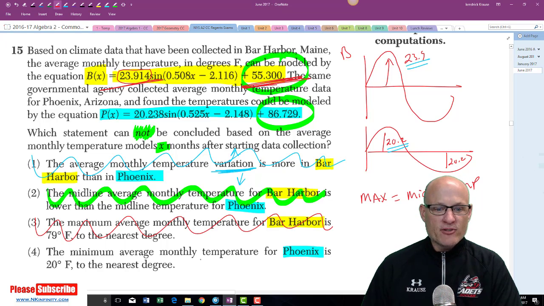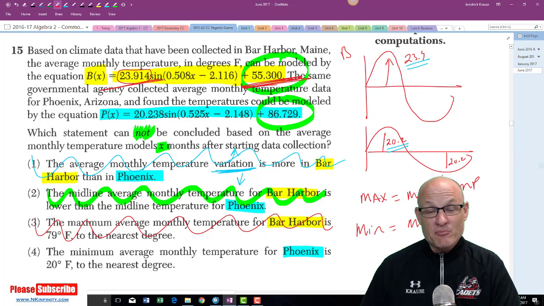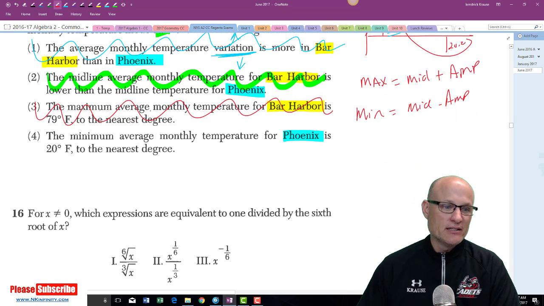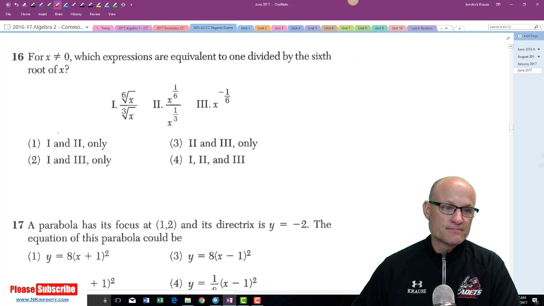The minimum average monthly temperature for Phoenix. Now minimum is midline minus amplitude. I'm sorry if that's behind my head. It says midline minus amplitude. So my midline here is 86, and I'm going to subtract 20. It's around 66. It sure isn't 20. So that's that answer. All right, let's move on.